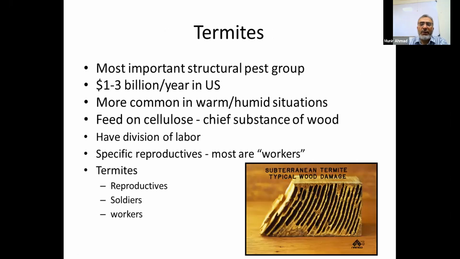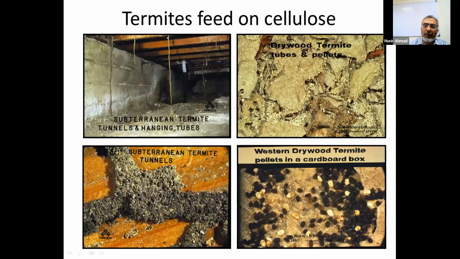If we go for the termites, this is one of the major structural pests, which causes $1 to $3 billion per annum in the US alone. They like a warm and humid environment. Although they cannot digest cellulose, they feed on it. They are social insects, they live in a colony, they have a queen, a king, soldiers, and millions of workers in a single colony. This is one of the pictures showing the damage caused by termites.